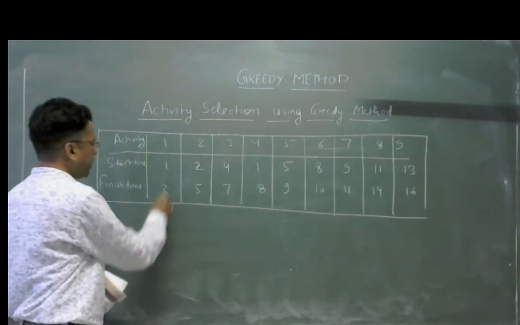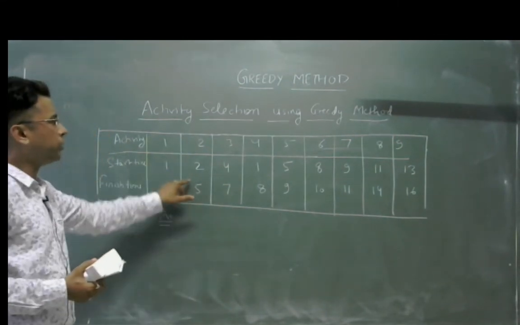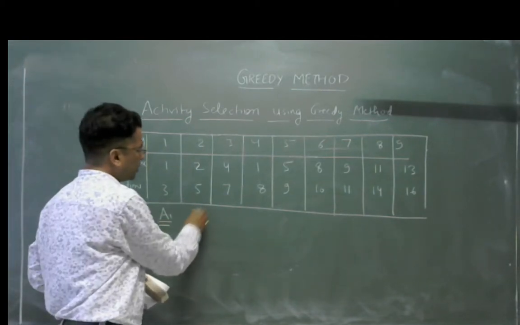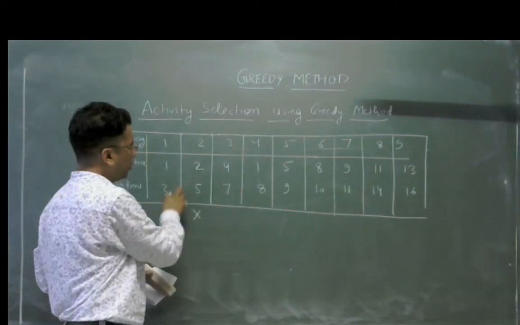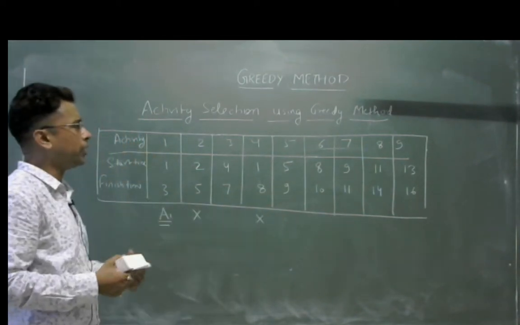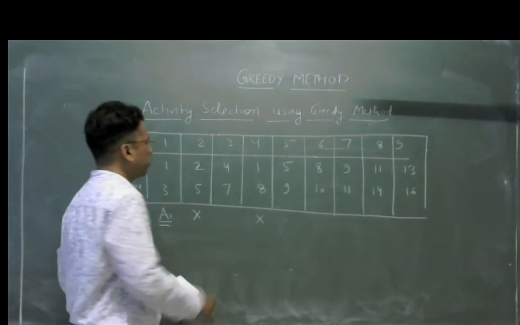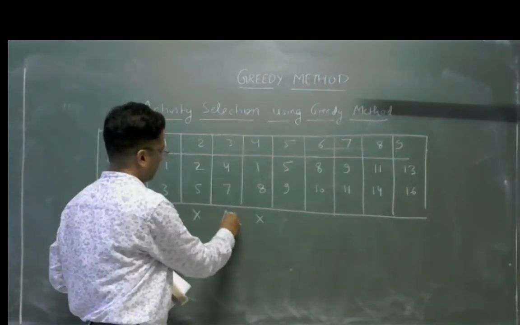So I have selected activity 1, and since I have selected activity 1, activity 2 cannot be selected because its time is in between 1 to 3. And similarly, this has already been discarded. The next activity which comes first is the one with start time 4, so it would also be selected, A3.